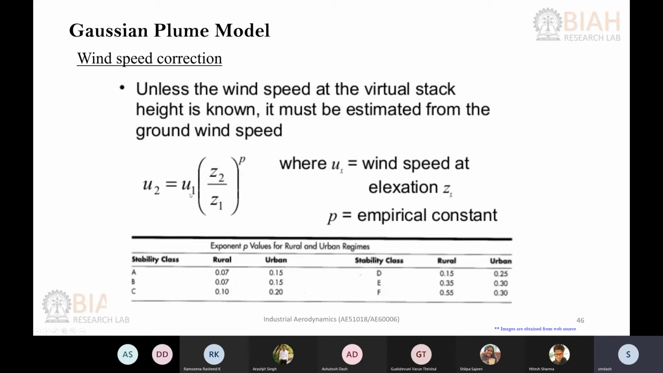So U1 can be your reference wind speed. Based on that, since you will be knowing Z1 and Z2. Z1 may be your reference height, which is 10 meters. Z2 you can think of as your effective stack height, which is your capital H. So using this formula, you can find out what will be the wind velocity at the effective stack height. So this velocity you need to use in the Gaussian plume method, if it is not given to you.